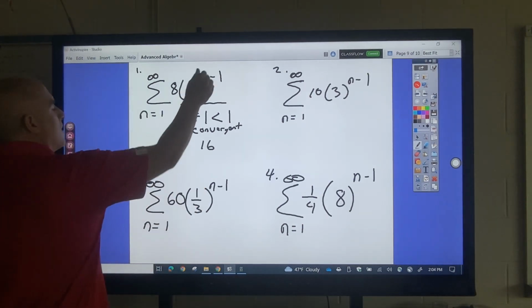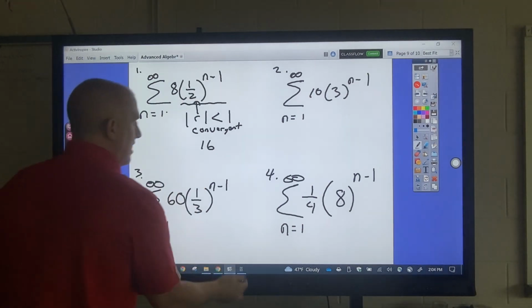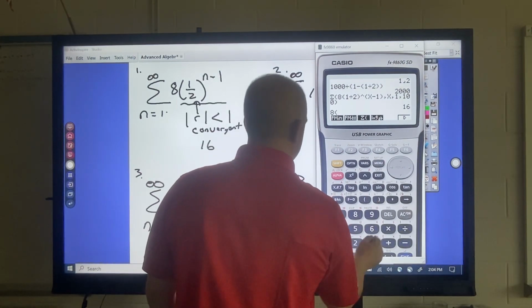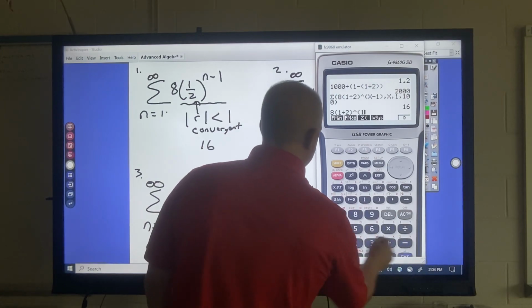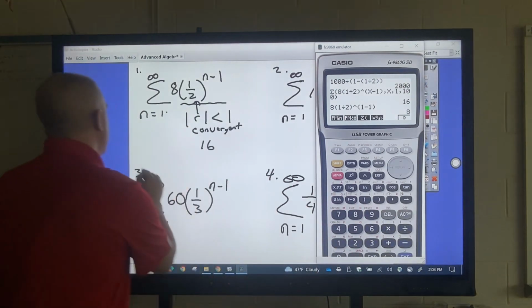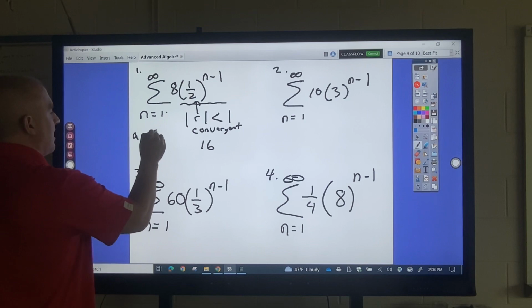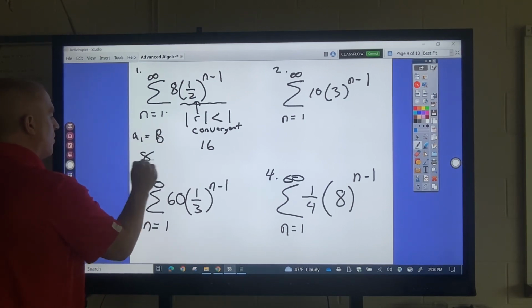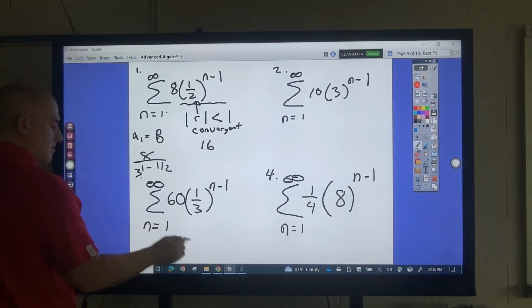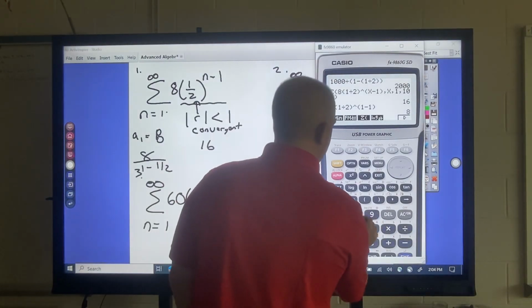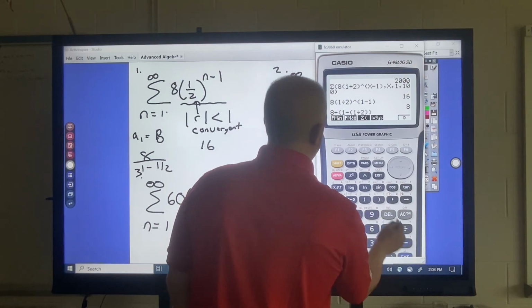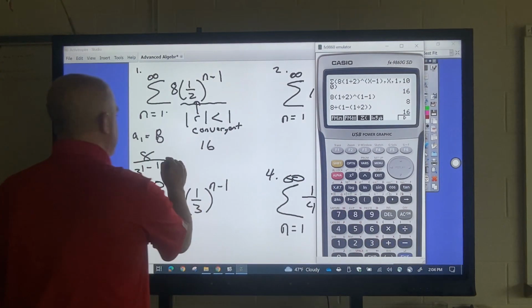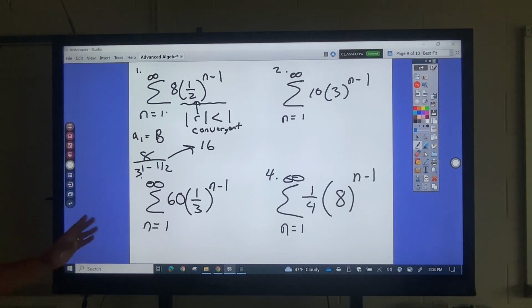If you wanted to, you could put in 1 here. You could do 8 times 1/2 to the 1 minus 1. That would give you the first term, your a1, which is 8. Then you would do 8 over 1 minus 1/2. If you notice, that ends up being the same problem, and it ends up being 16 both ways. So there are two ways to look at that. That's convergent, and it gets you an answer of 16.